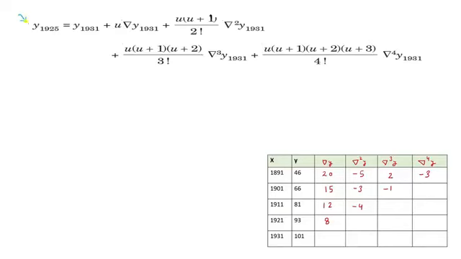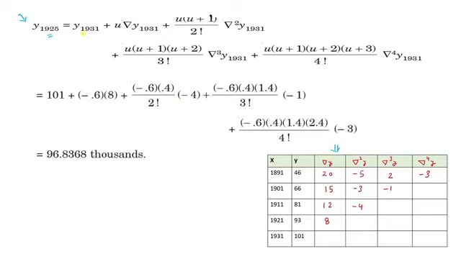So here I have rewritten our formula, that is, we have to find the y value at 1925. Okay, and here this is our difference table. So let me put all the values. Here y 1931 is this one. Then the value of u we have found as minus 0.6 and this value is 8. Similarly, we are finding this u plus 1 upon 2 factorial. So this is u, and u plus 1 is 0.4, that is u is minus 0.6 plus 1. So this will be 0.4 upon 2 factorial. Then this is actually minus 4.